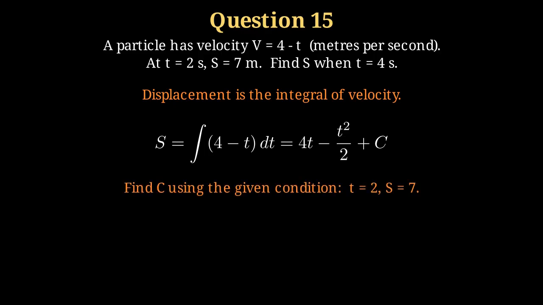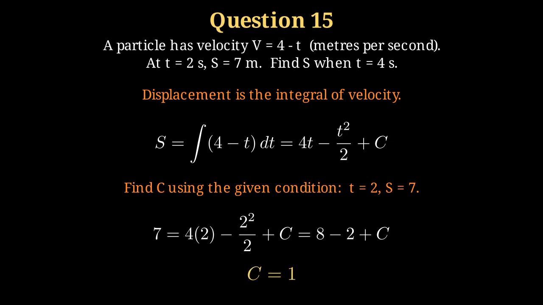Now we find that constant c using the information we were given, that at time 2 seconds, the distance s is 7 meters. We substitute those in. Put t equals 2 and s equals 7. 4 times 2 is 8. And 2 squared over 2 is 2. So 7 equals 8 minus 2 plus c.